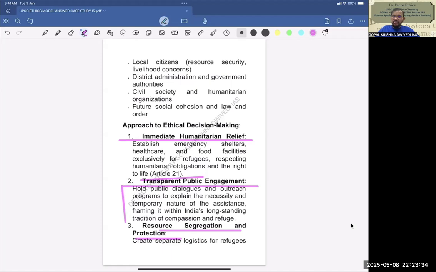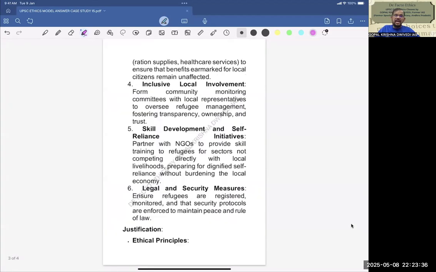Create separate logistics for refugees, that is ration supplies and healthcare services, to ensure that benefits earmarked for local citizens remain unaffected. So as I was earlier telling, you have to convince them and you have to actually ensure that whatever you earmark for refugees, it should not be that local citizens start suffering. So you have to ensure that their facilities, their medical help, their ration supplies are not disturbed. Still, it is managed that refugees are extended help.